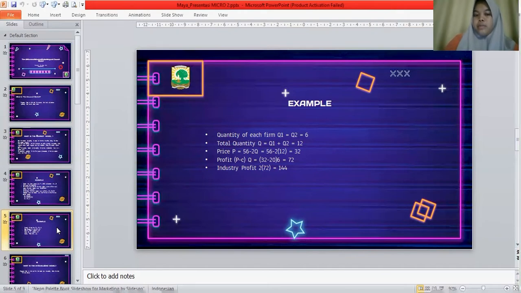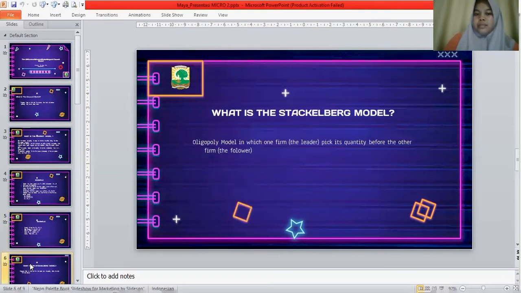And the profit: (P minus C) times Q equals (32 minus 20) times 6 equals 72. And the industry profit is 2 times 72 equals 144. And next, we continue to the Stackelberg model.